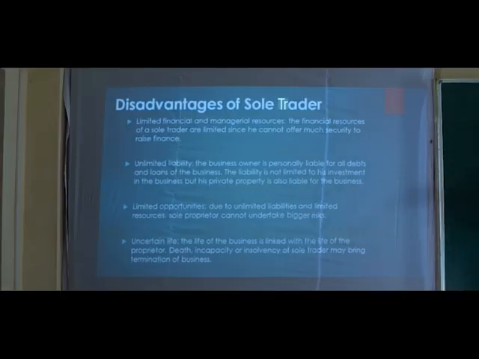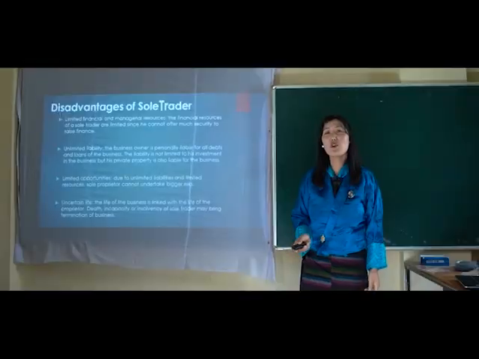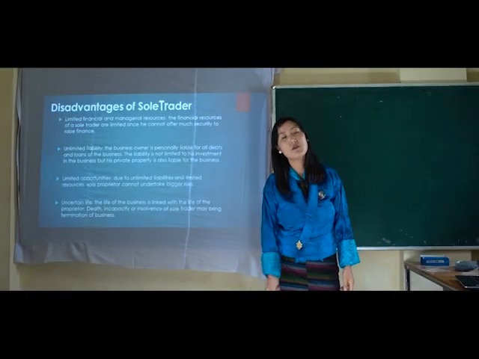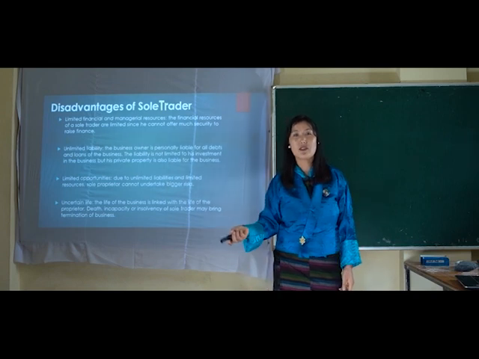Next one is unlimited liability. I discussed under the features also. Do you remember? Yes, isn't it? Unlimited liability meaning the person or the owner is personally liable for all the debts and loans of the business. For that, he may lose his own personal property also to cover the dues.